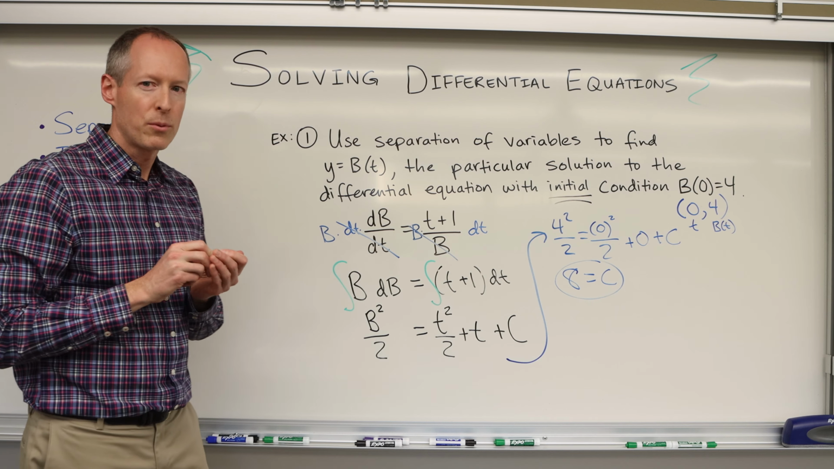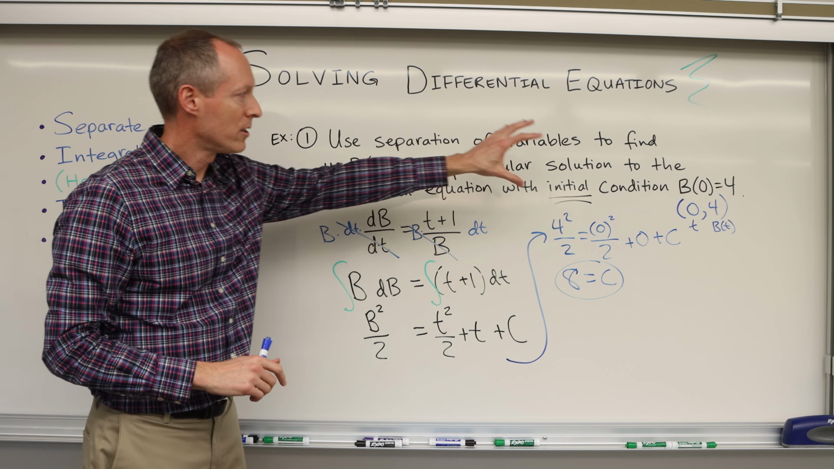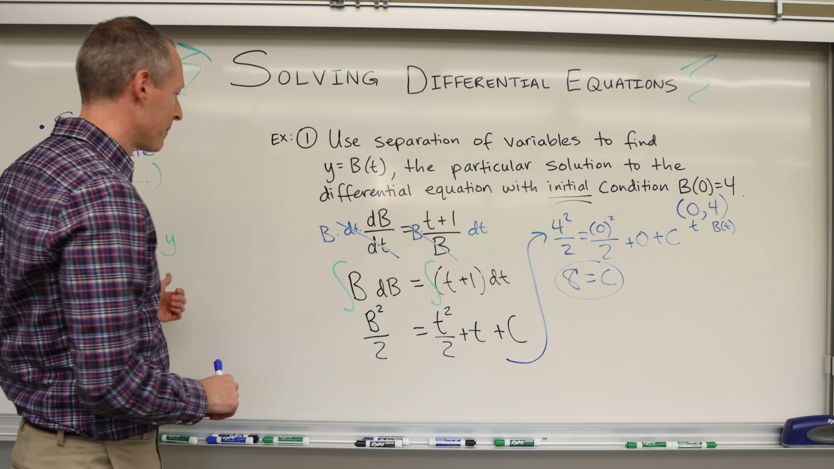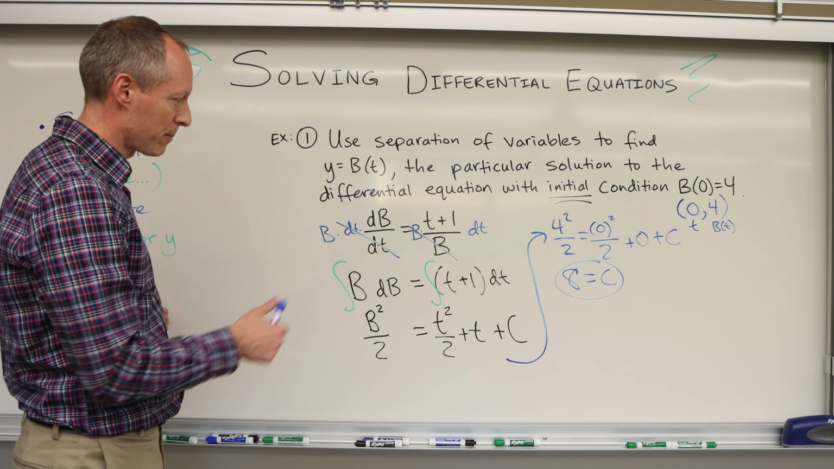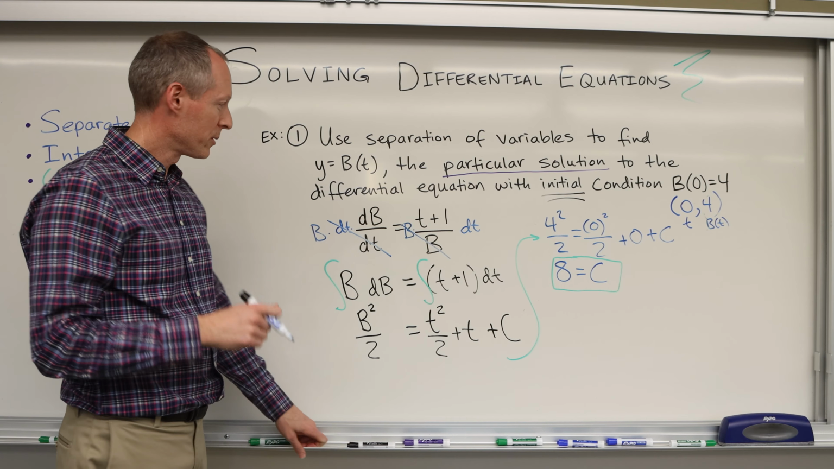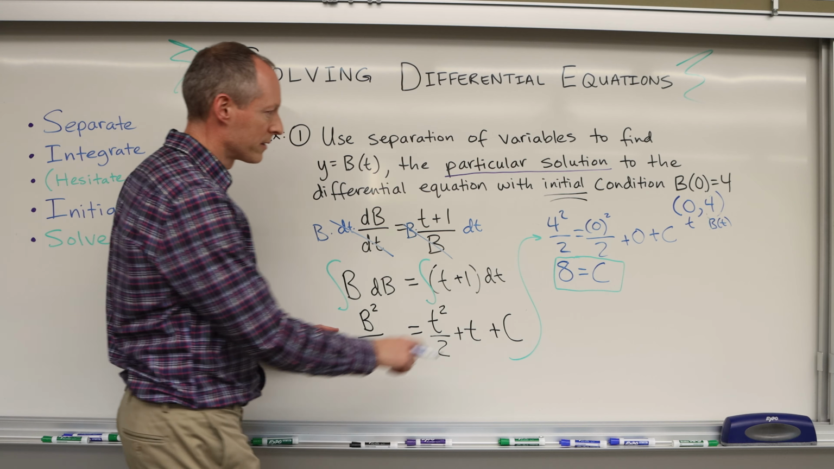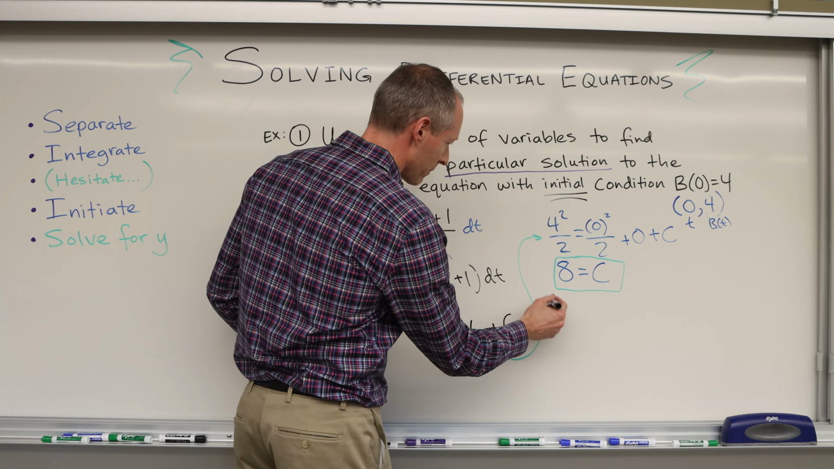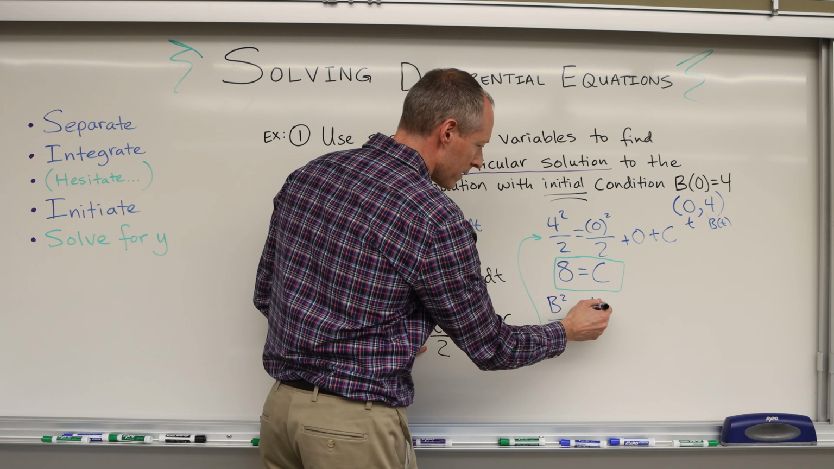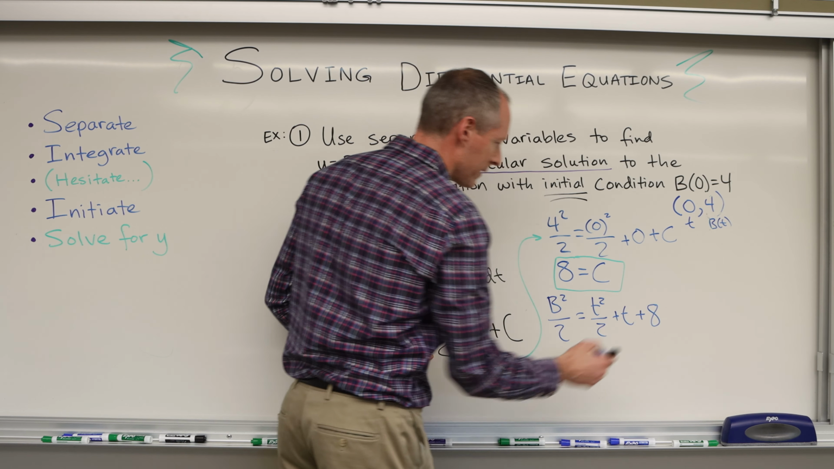So that's why it's important to do the separate, integrate, hesitate, initiate. By hesitating and using your initial condition, you're finding the c value, and now the last step says solve for y, which I'm going to do an example of next, but it could be solve for whatever variable is here on the left side. So now I take the c value and plug it back into this, and then I will solve for B. So let's do that right here. We have B squared over 2 equals t squared over 2 plus t, and now my c value I found, it's 8.